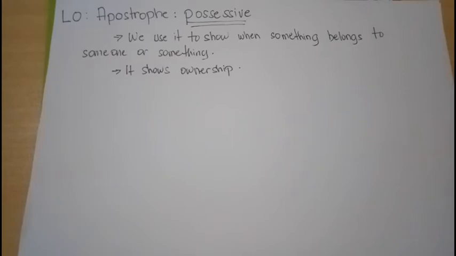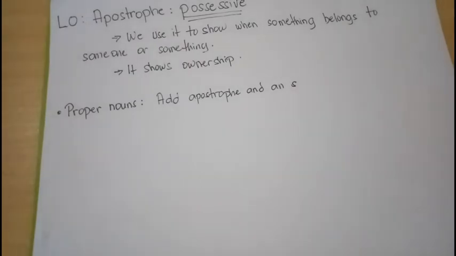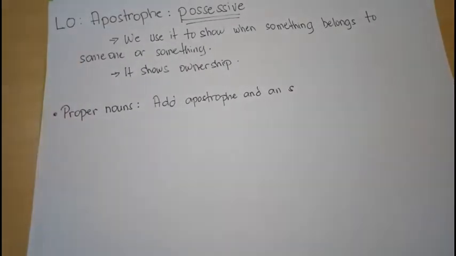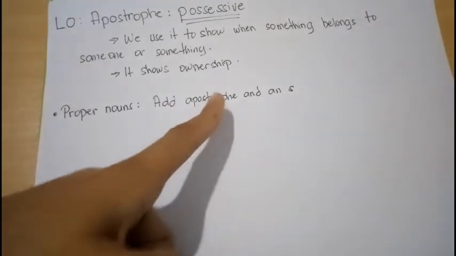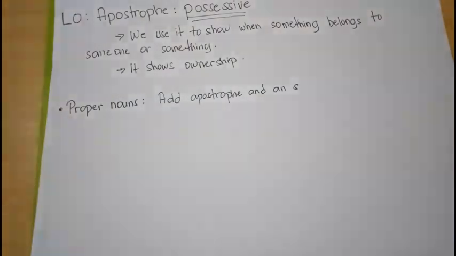So, how does it look like? We use possessive apostrophe with nouns. I'm going to give you an example of how it looks and how to use it in a sentence. First, we start with names or proper nouns. For proper nouns, to show ownership, we add an apostrophe and an S to our proper noun.